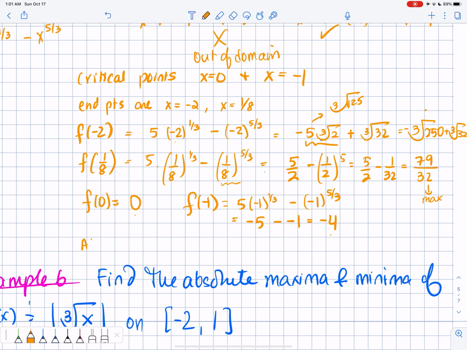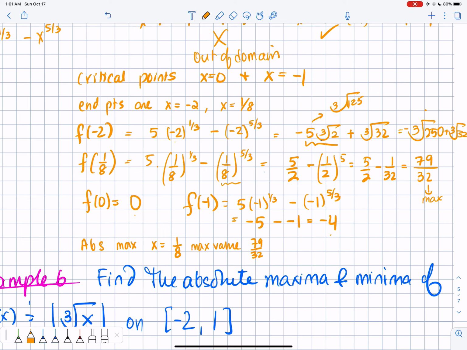So absolute max when x equals 1/8, and the max value is 79/32. Now it turned out that these numbers were like this.